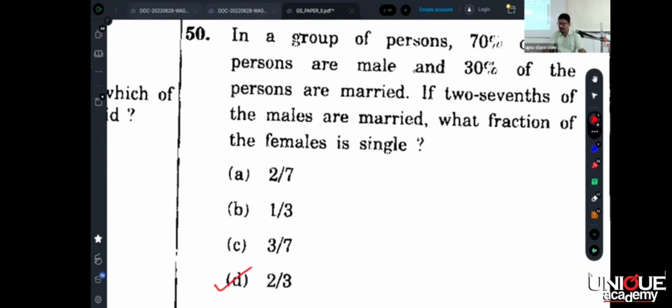So you may be shocked if it is 2/3. Means the answer has to be 2/3. Some may be getting 1/3 also. So what is that 1/3? It is not single, it is married. So the answer is married, that is 1/3. Or otherwise, right from the start of this question, let me tell you.